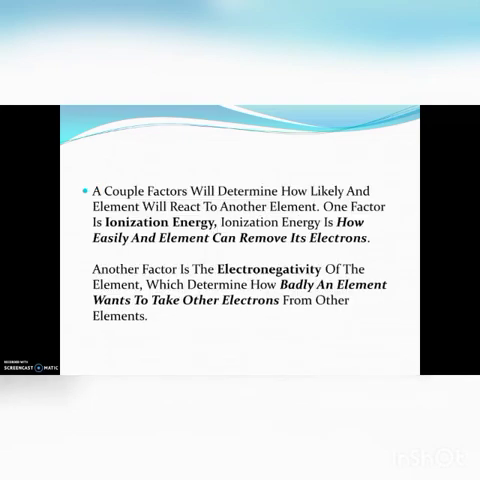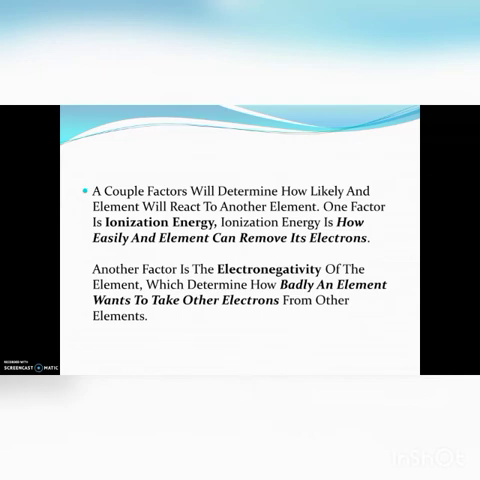In order to understand chemical reactivity, there are two factors which affect it. One is ionization energy and the second one is electronegativity. So what is ionization energy? It is the amount of energy required to remove an electron from an isolated gaseous atom. So it is the amount of energy required to remove one electron from the valence shell of the atom. If the ionization energy is less, we can easily remove one electron from the valence shell.